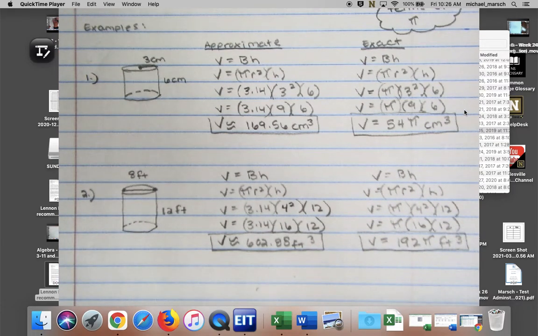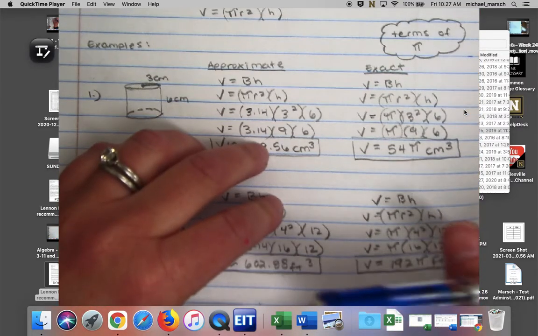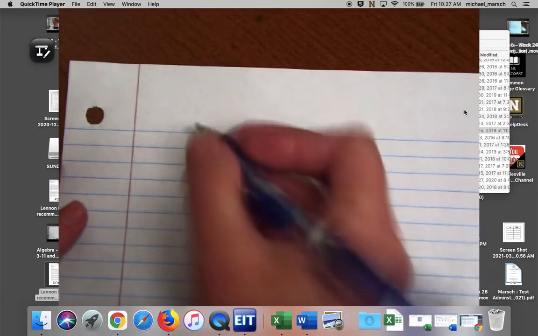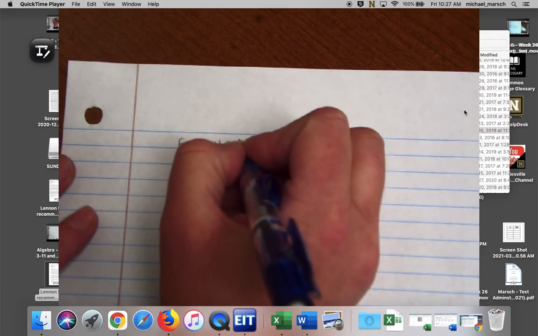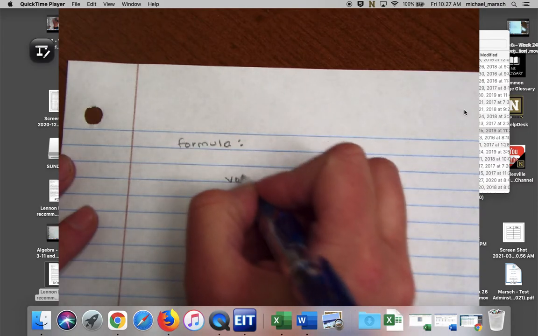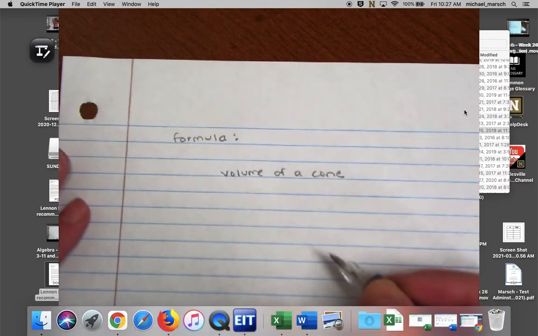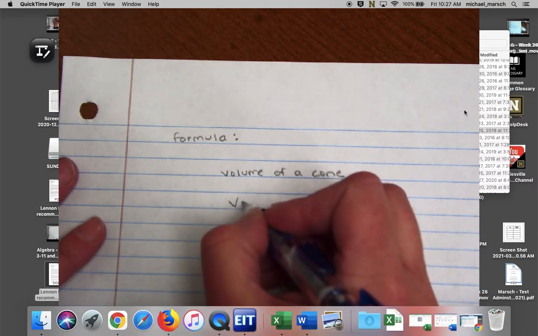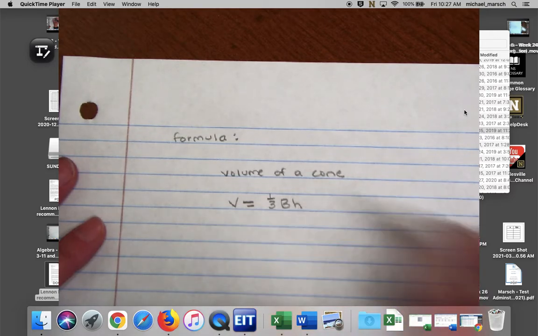Okay, so that is volume of cylinders. Let's now take a glance at volume of cones, which you'll find very similar. Okay, so we have a formula here, just like we did for cylinders. Volume of a cone. So again, we have V equals 1/3 area of base times height.